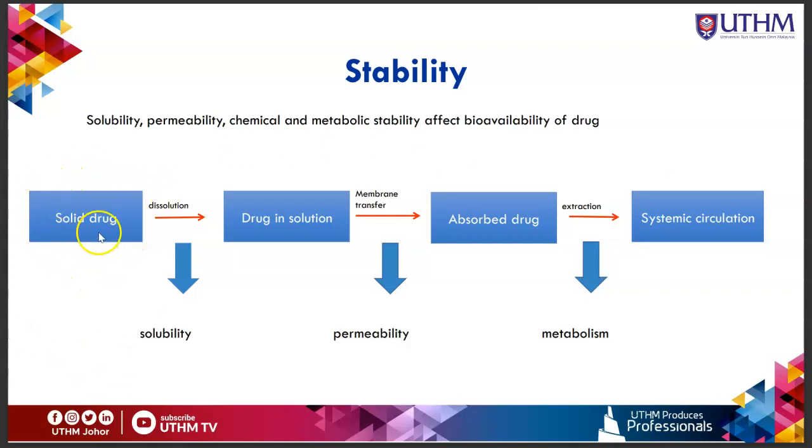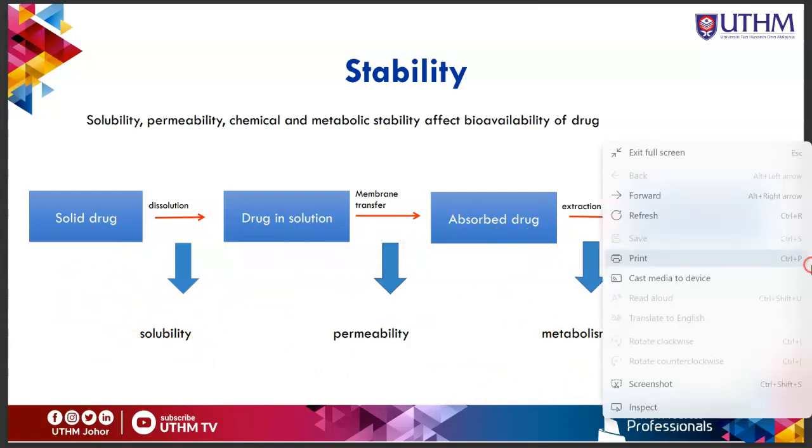So if you have your solid drug here, if it dissolves it will become the drug in solution, go through the membrane, absorb the drug, and then the drug is extracted and sent to the systemic circulation of your body. So it involves all this stability before it can reach the whole body system.